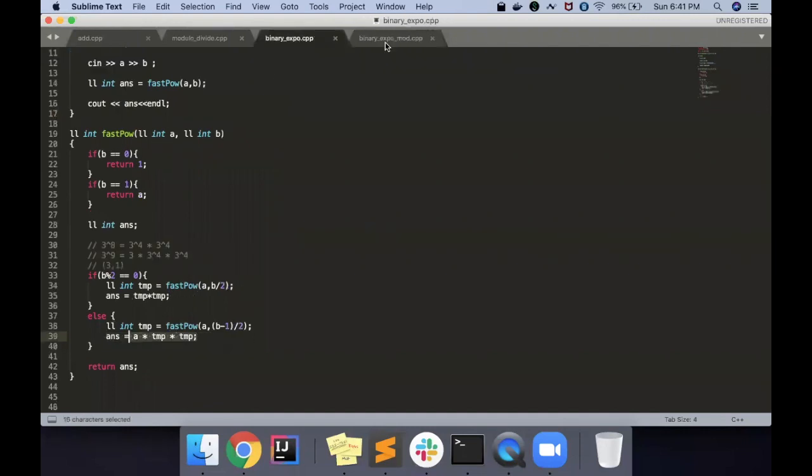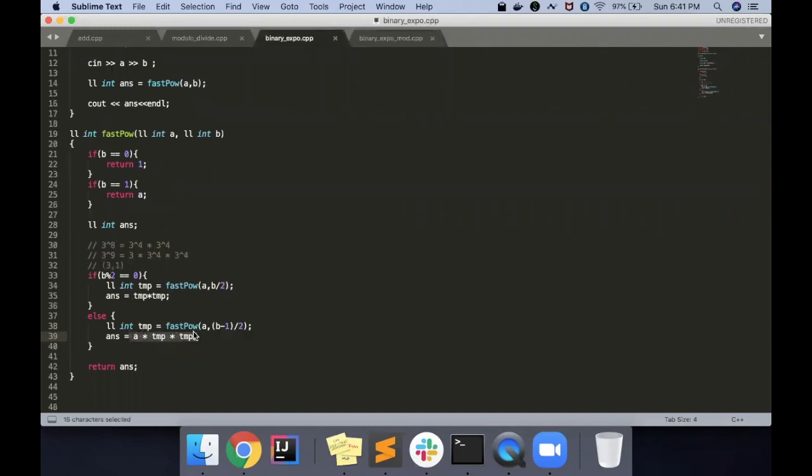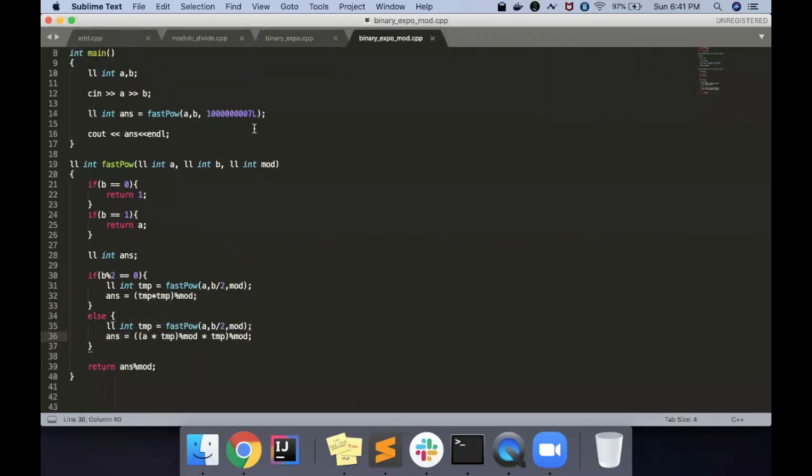What people generally do is A into temp, mod. But this internal product can also be greater than the long int range. So always use 2 mods. At every step you have to take a mod. If you multiply 5 numbers, always do 2 at a time: A into temp mod into temp mod. So you're just adding mod everywhere and sending the mod with the function. This is your complete function for A ki power B mod C.